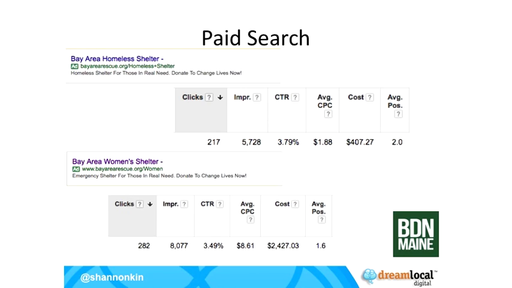Paid search. These are examples of paid search, and what you need to be looking for in ROI is obviously your click-through rates, your CPCs, the cost, and measuring how effective the campaigns are against each other. And you'll have a copy of this slide.